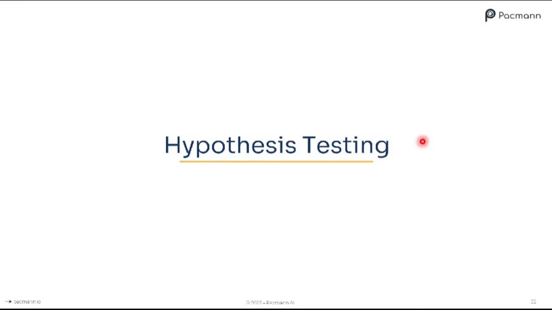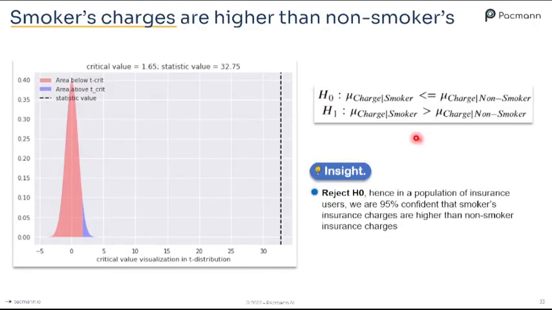The last part of this analysis is hypothesis testing. The first hypothesis to be tested is that smokers' charges are higher than non-smokers'. The result is that with a confidence level of 95%, in a population of insurance users, smokers' insurance charges are higher than non-smokers' insurance charges.